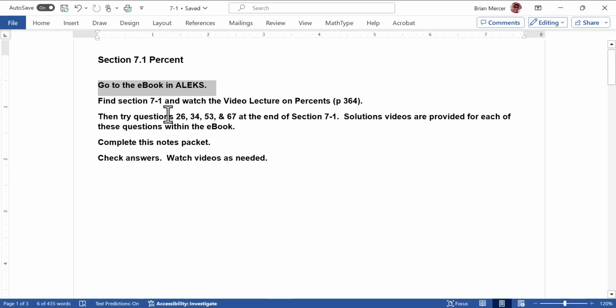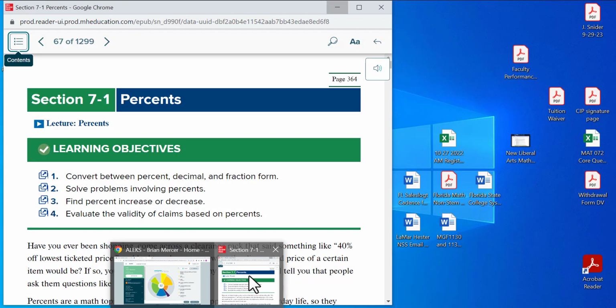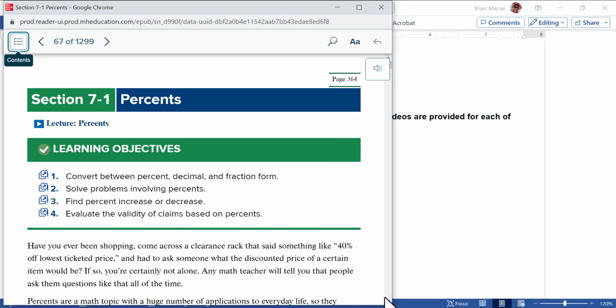Then go to the back of the book, as in the back of section 7.1, and try 26, 34, 53, and 67. So try those problems for practice, and to let you know what I'm talking about here.